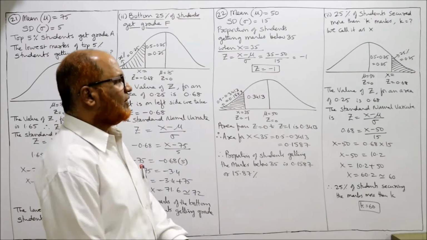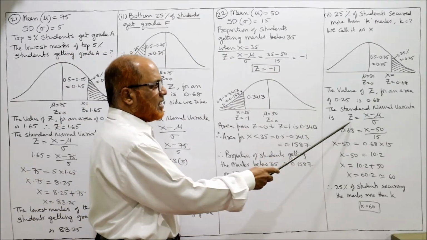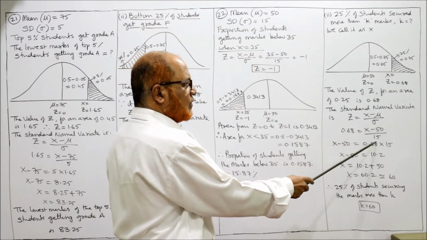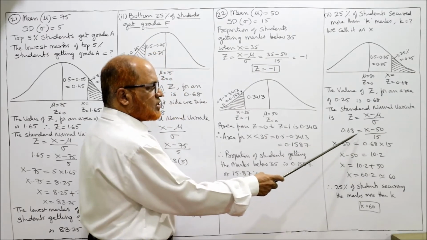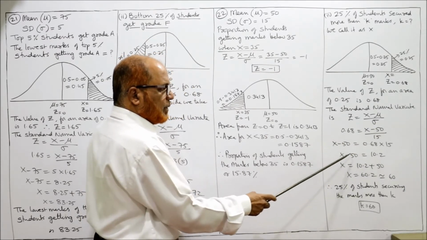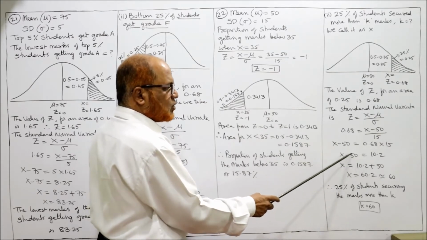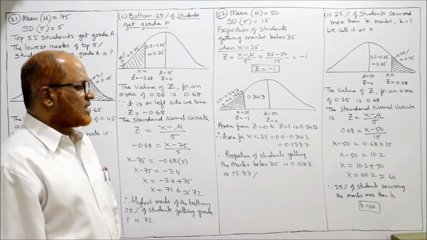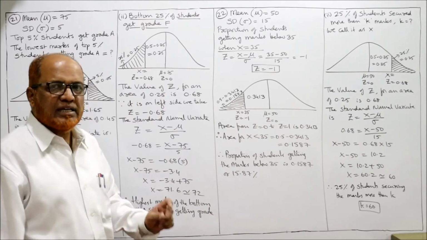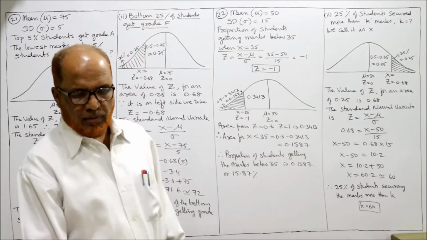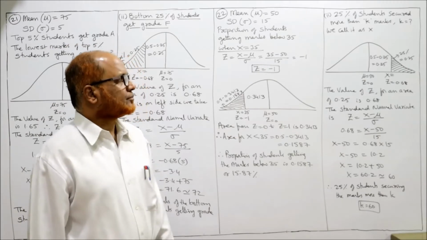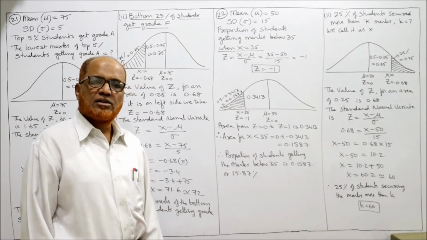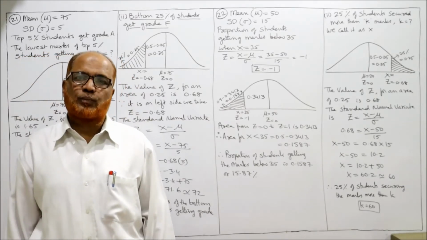Now the standard normal variate Z is equal to x minus mu by sigma. In place of Z I am writing 0.68, mu is 50, sigma is 15. Cross multiply: x minus 50 is equal to 0.68 into 15, which is 10.2. Bring this 50 to the RHS: x is equal to 10.2 plus 50, 60.2, or equivalently 60. So 25% of students secured more than K marks, and K is 60. There are 25% of students securing more than 60 marks. That's it. This is the end of problem number 22.